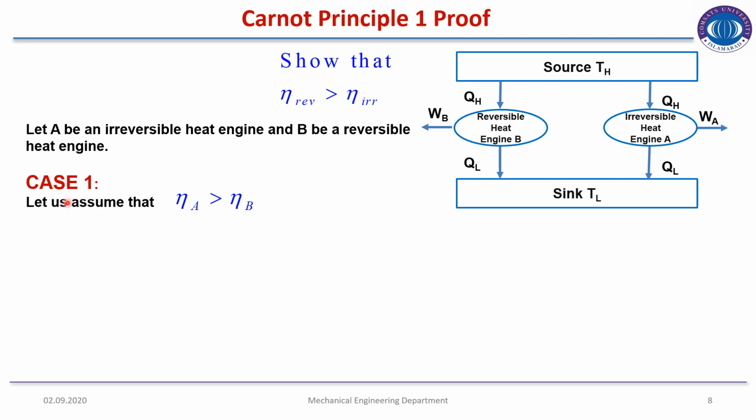So case 1 is, let us assume that eta A is greater than eta B. So now in case 1 we are assuming that the efficiency of the irreversible is greater than the efficiency of the reversible one. So basically we want to prove that statement wrong.